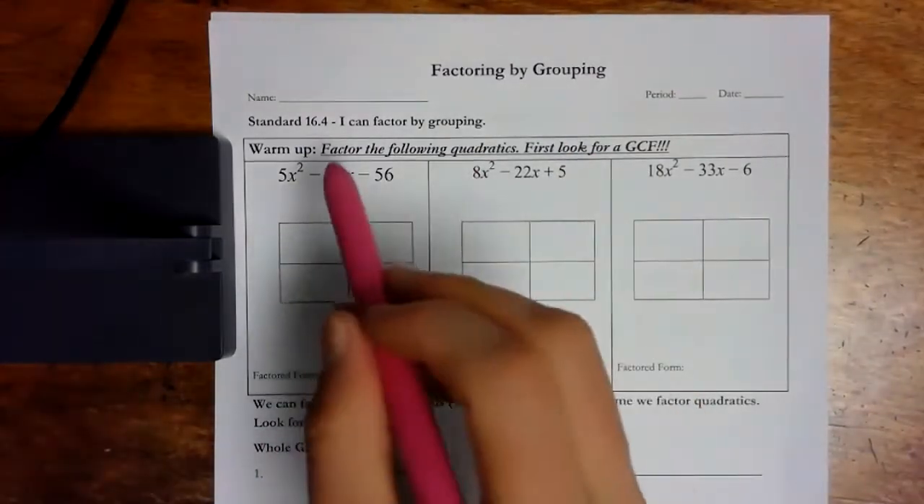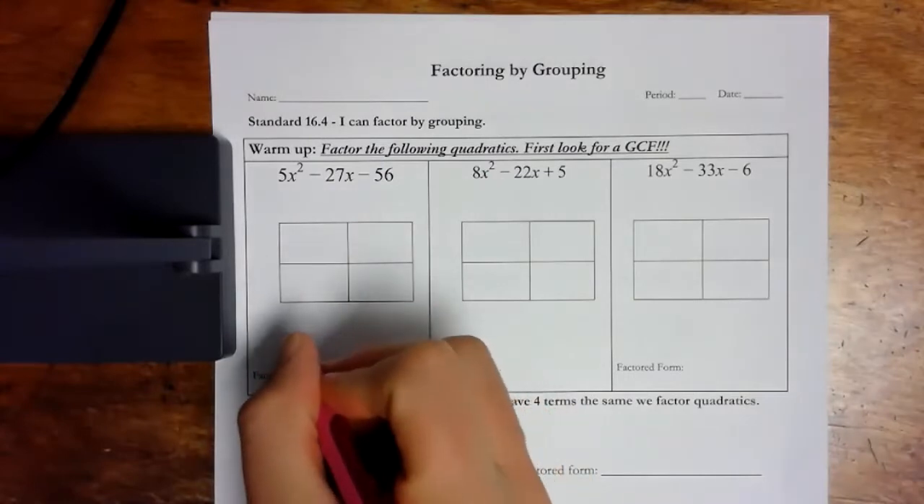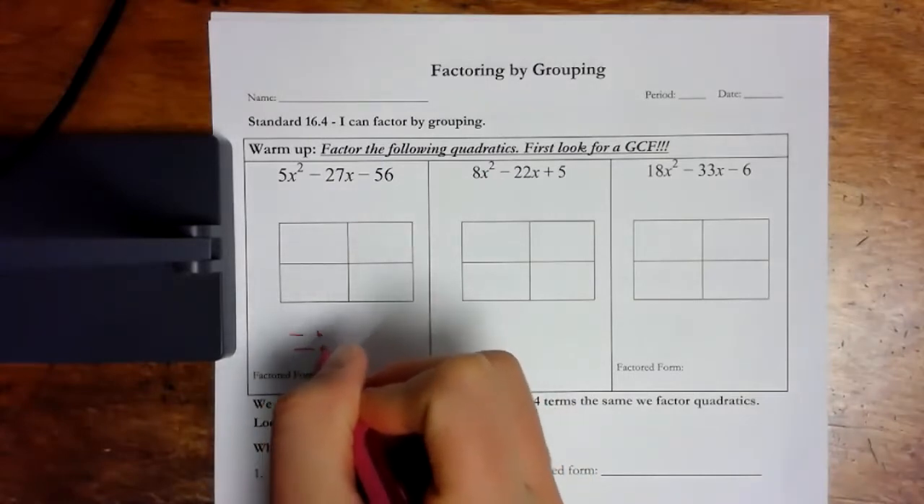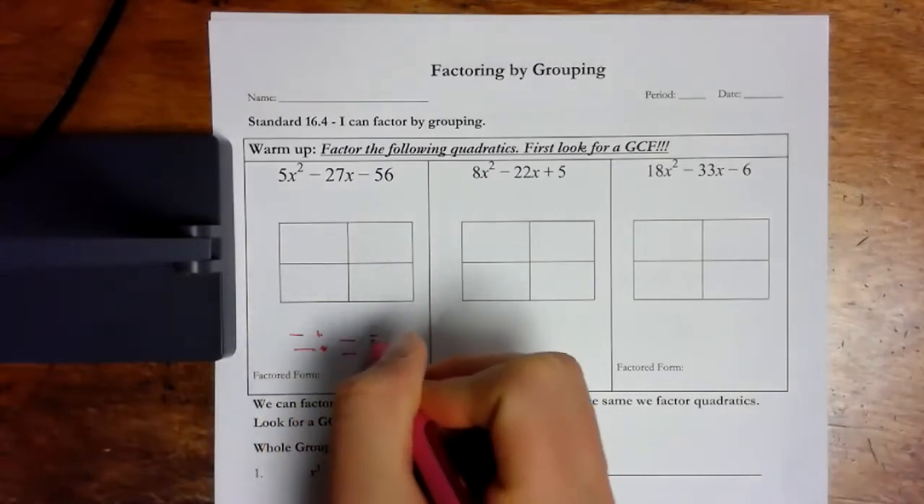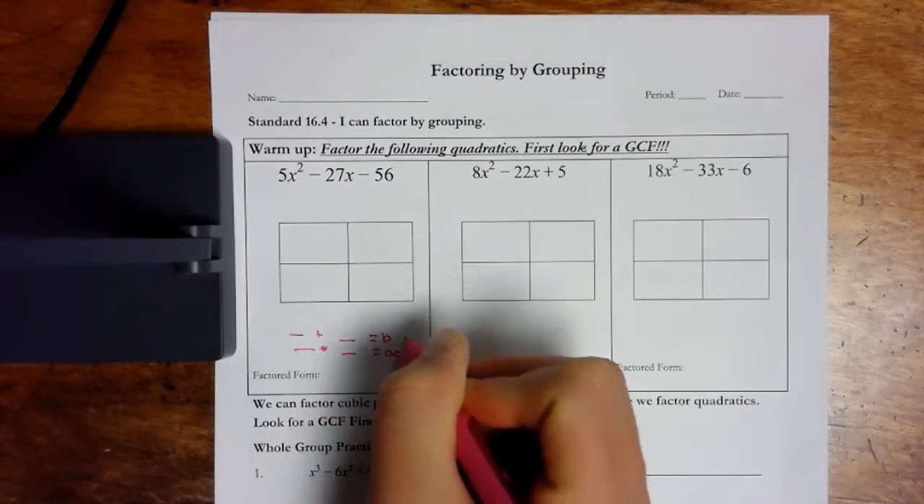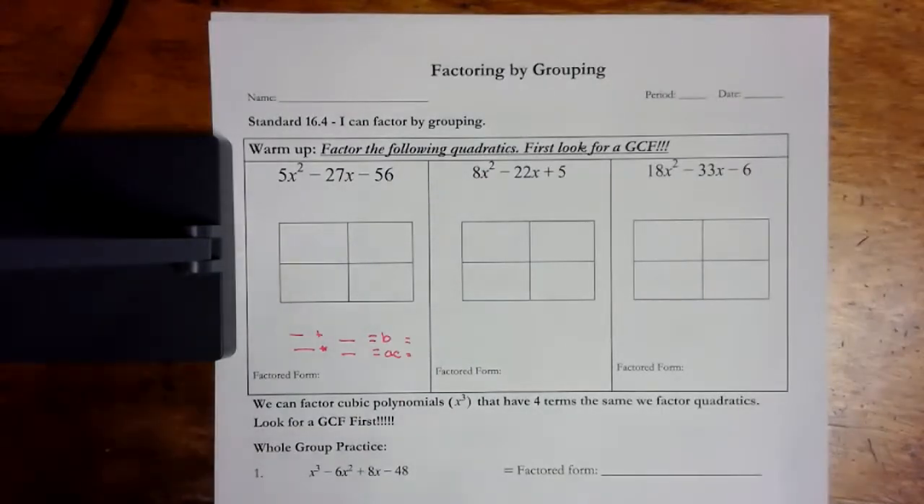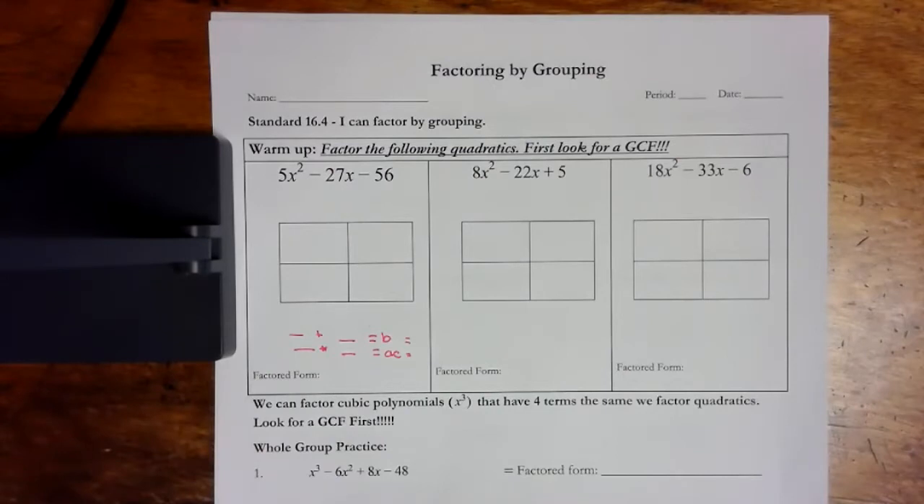Once you've done that, remember that most of these are probably going to have an a value other than 1. So when you're trying to find the two numbers that meet your two conditions, remember that they need to add to b and multiply to a times c. All right, so go ahead and hit pause and work through these. I'll have the solutions pulled up here in just a second.